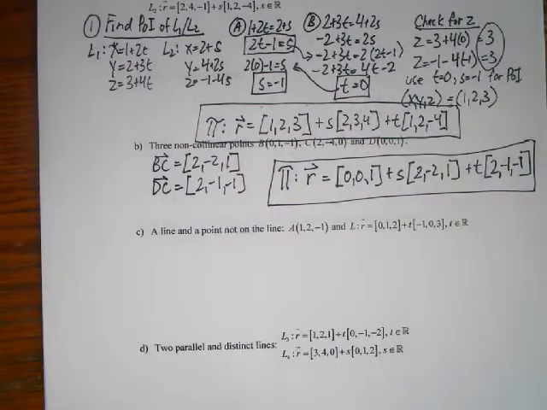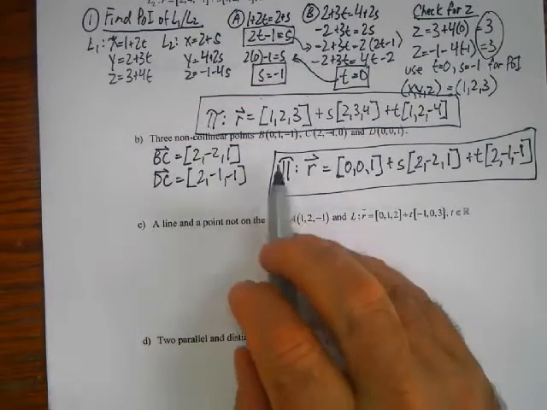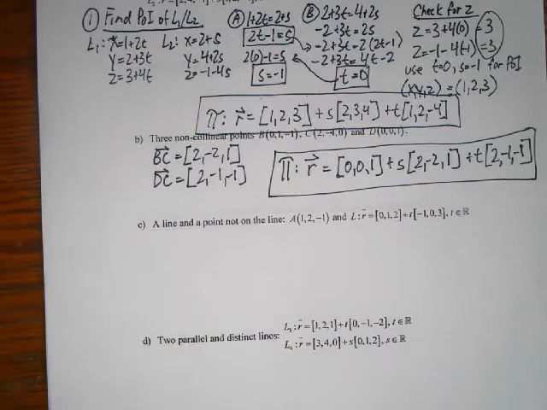Okay, that one's pretty straightforward. Just create your 2 direction vectors and make a position vector from one of your 3 points that define the plane.